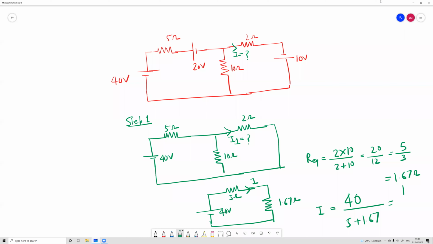Okay. You see here, it is 40, it is 5 by 3. So this is 15, 20. So it is 40 by 20 by 3, that is 6 amps. Very good. If you take the approximation, it will be 5.99. If you don't take the approximation, it will be 6 amps. But 6 amp is this current.